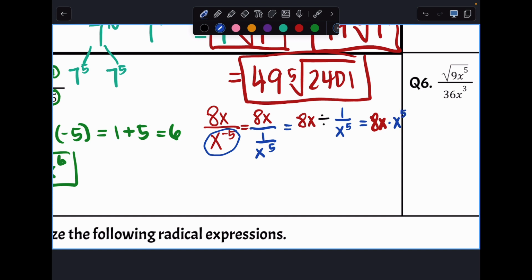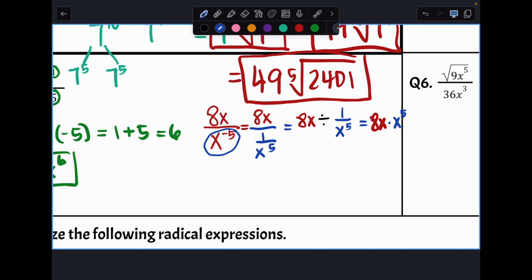What's happening? Okay, let me go back a little bit. Take the reciprocal of x to the negative 5th power. What's the reciprocal of that? 1 over x to the 5th. Overall, if you look at it as a whole, this is the same thing as saying 8x divided by 1 over x to the 5th. Agreed?